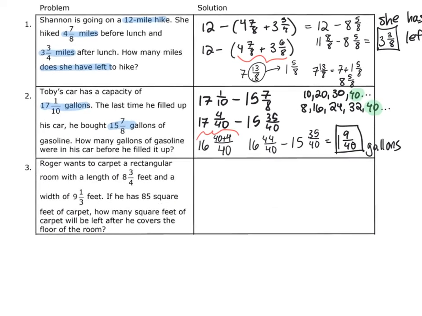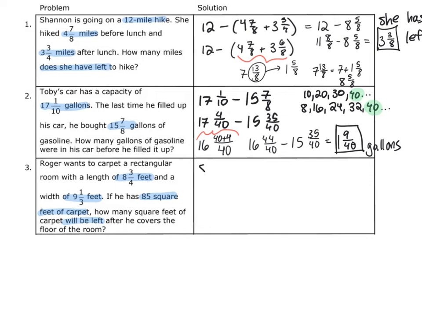So we've got one more problem here, and this one says that Roger wants to carpet a rectangular room with a length of 8 3/4 feet and a width of 9 1/3 feet. He has 85 square feet of carpet, and we want to know how much will be left after he covers the floor of the room.